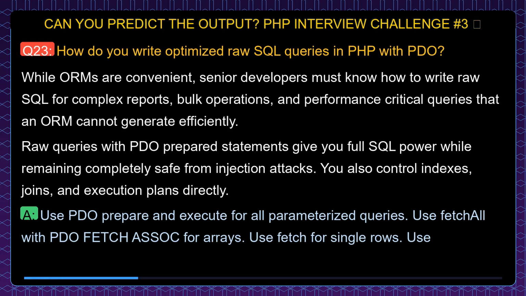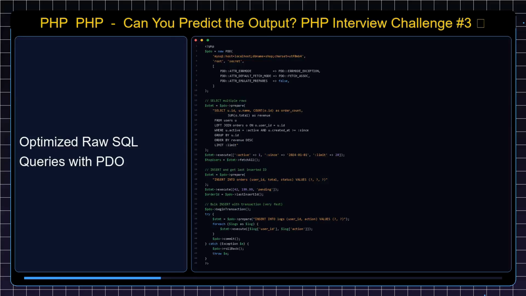A. Use PDO prepare and execute for all parameterized queries. Use fetchAll with PDO::FETCH_ASSOC for arrays. Use fetch for single rows. Use rowCount after insert, update, or delete to check affected rows. Optimized raw SQL queries with PDO.